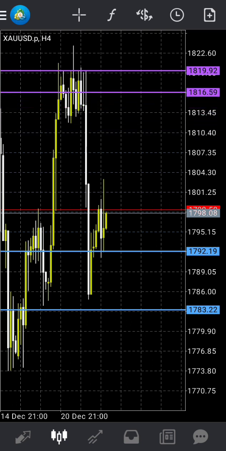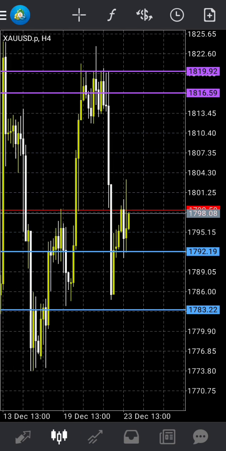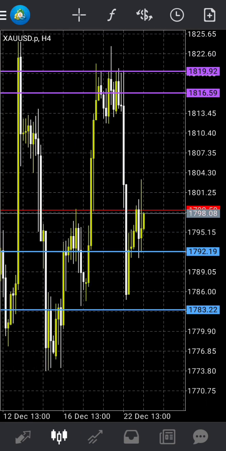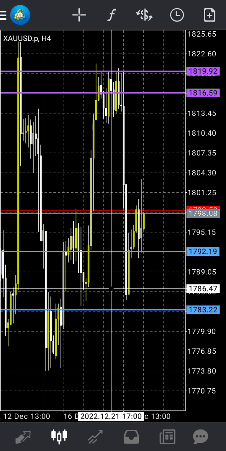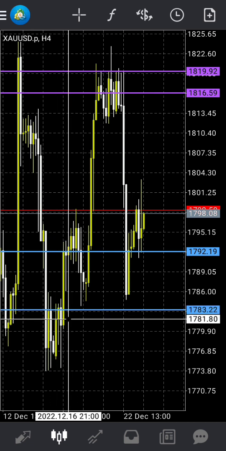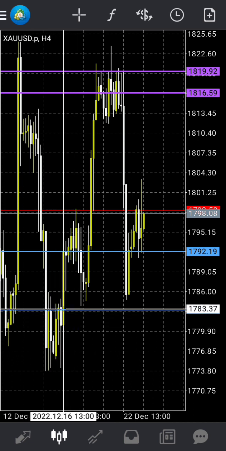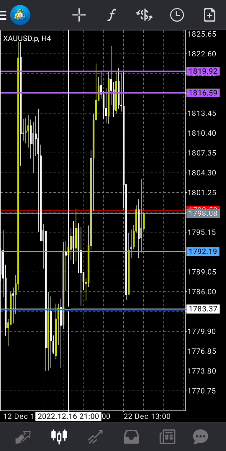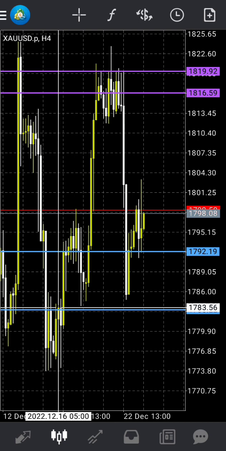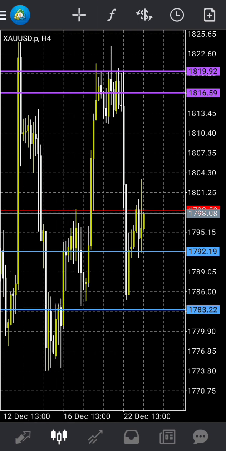This is the place for me to sell if the price comes. I can look for confirmation and then enter a sell. So where to buy? The price already came and took the price at the demand buy zone here. Touch and then flies up.